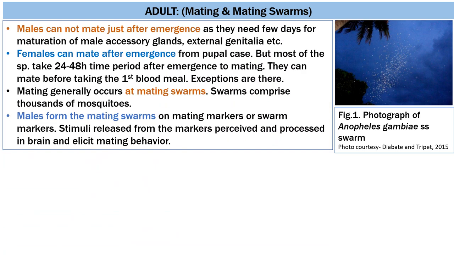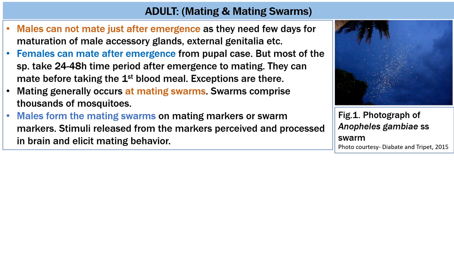Male mosquitoes cannot mate just after emergence, as they need a few days for maturation of male accessory glands, external genitalia, etc. But females can mate after emergence from the pupal case. Without participating in mating swarms, they may be inseminated by the males awaiting at the emergence site. But most species take 24 to 48 hours after emergence to mate. They can mate before taking the first blood meal, but exceptions are rare.